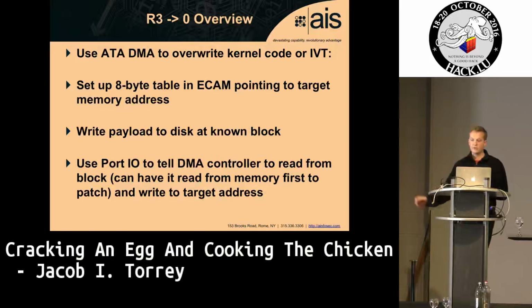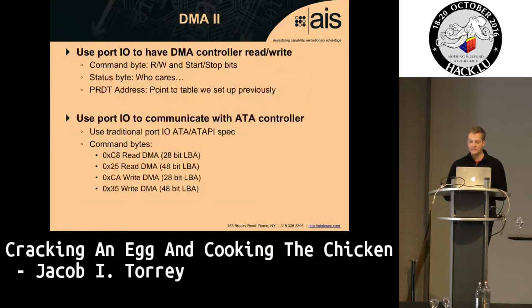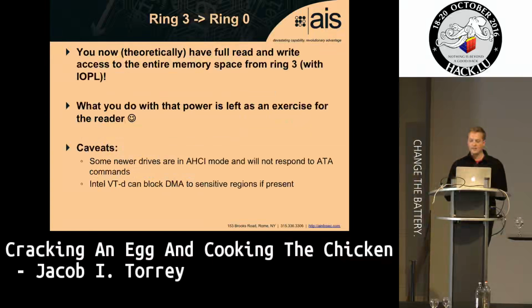So you can use port.io from ring 3 as long as you have IOPL, which is something that like Xserver and stuff runs with. So you can actually set up a table in the eCam pointing to the memory address from which basically file you want to write to. You can write the payload to the disk, and then you use port.io to tell the disk, the DMA controller to read it, and that just happens by the disk outside of the CPU. So let's see here. This is what the table will look like, which you can just shove into the eCam, and then you can send those kind of bytes, and now you basically have full read-write access to the entire memory space from ring 3, and what you do with that is an exercise left to the reader.